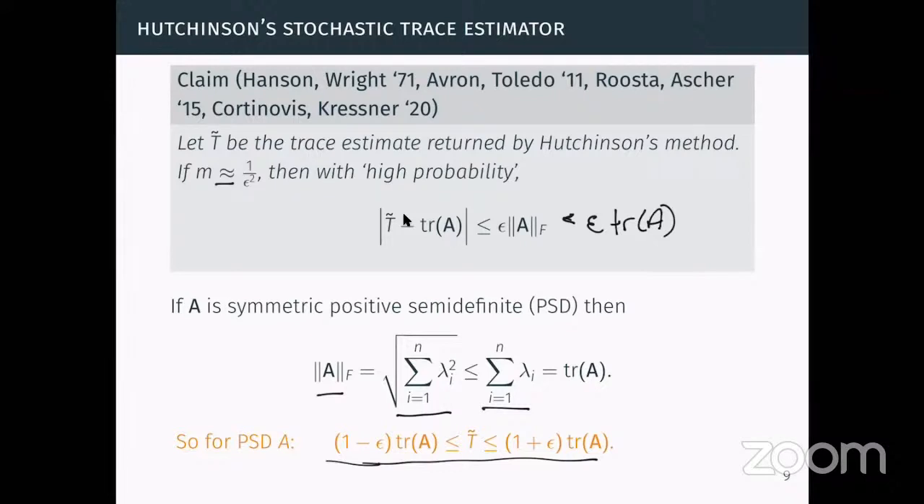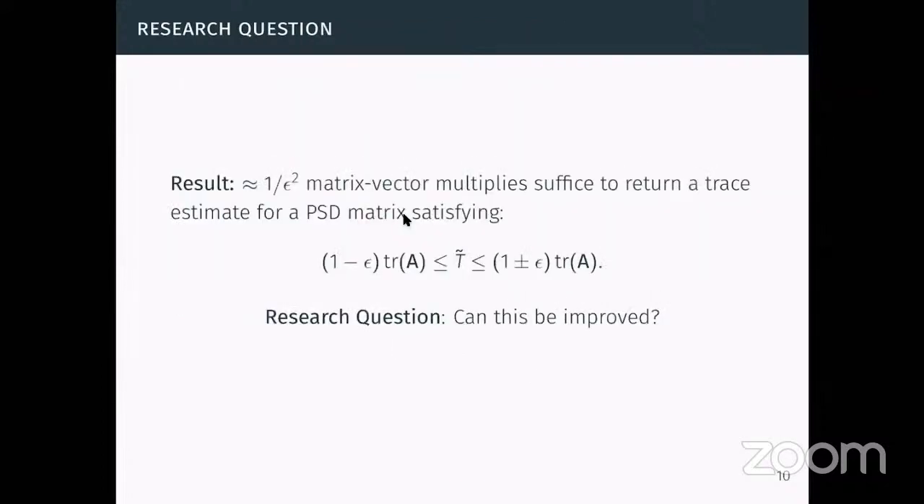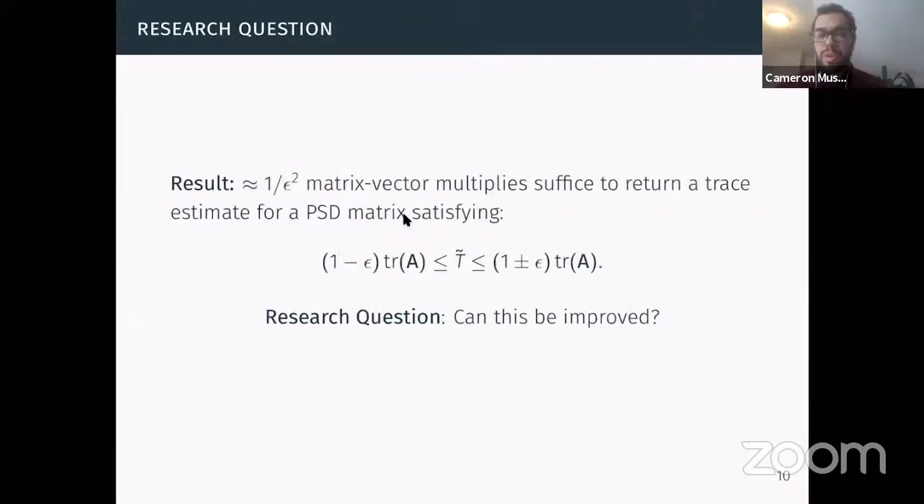So that's Hutchinson's method, and that's the guarantee for Hutchinson's method. So roughly, just summarizing that result: for any matrix A, in the worst case, if I take 1 over epsilon squared matrix vector multiplications, I get an estimate between one minus epsilon and one plus epsilon of the true trace.